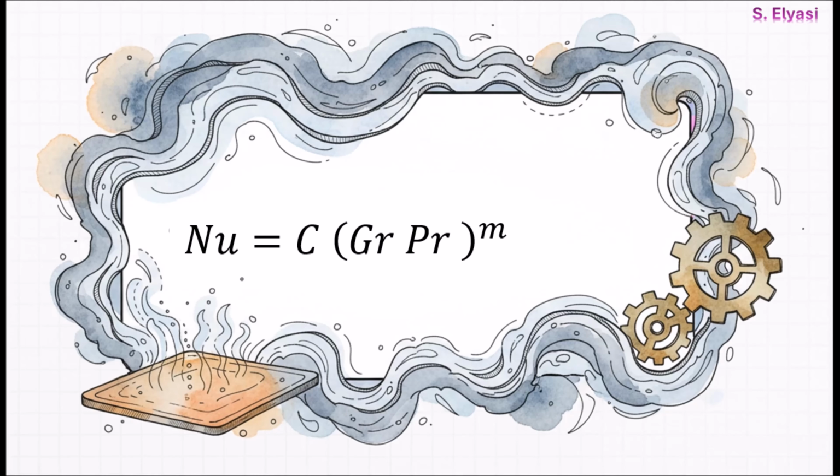Let's break it down. On the left, we've got Nu, the Nusselt number. That's what we want to find. On the right, you see that Gr times Pr. Hey, we know that. That's just the Rayleigh number, Ra. And that little f subscript on everything just means we need to get our fluid properties at something called the film temperature, which is just the average temperature between the hot surface and the cold air. Simple enough? So the whole thing is tied together by these two mystery constants, C and m.